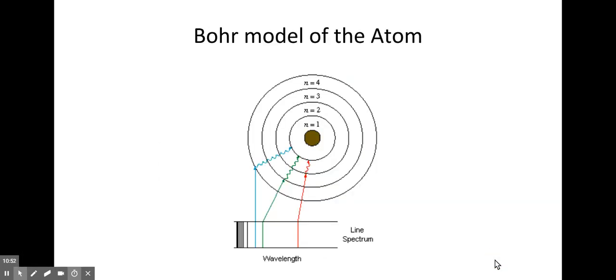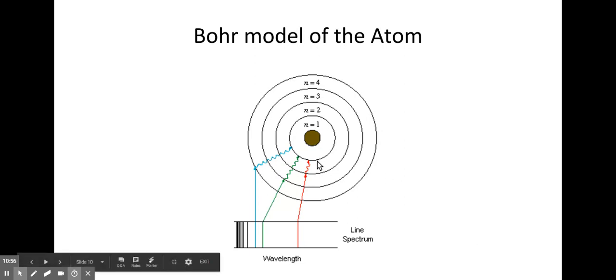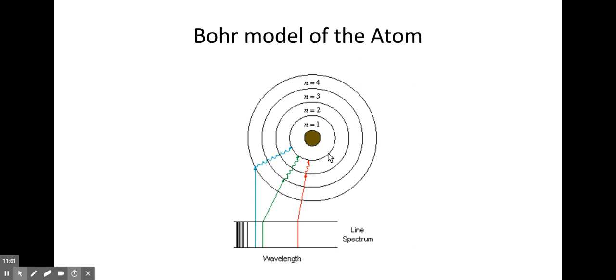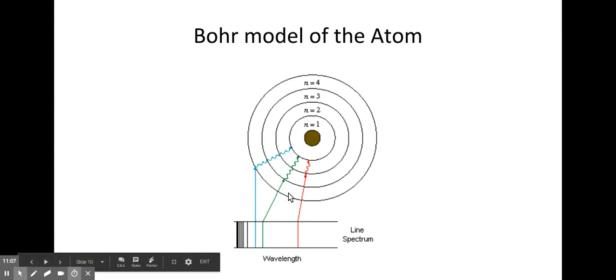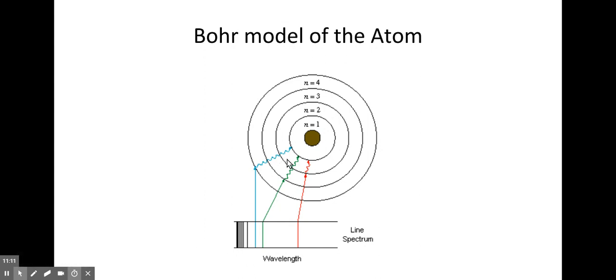So what Bohr did was he took those different colors of light and he converted them to different energies and related those to energy levels or distances from the nucleus. So as the energy increases, the energy level gets farther from the nucleus. So you see he translated the line spectrum into energy differences to get these levels.